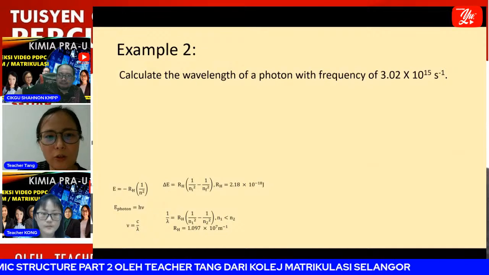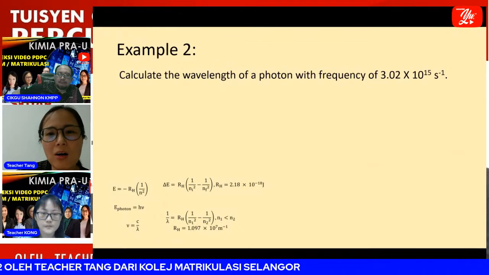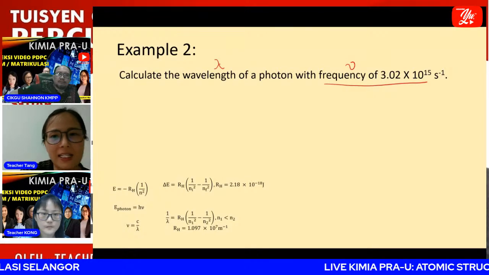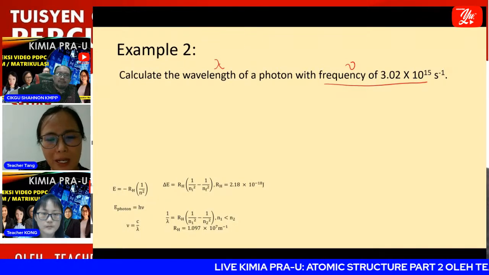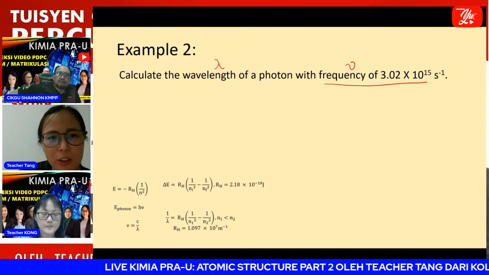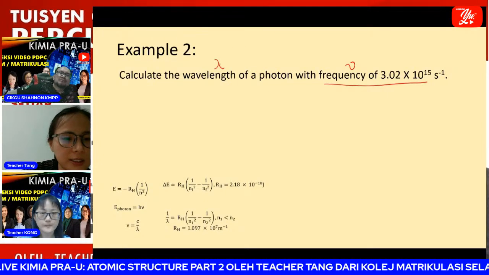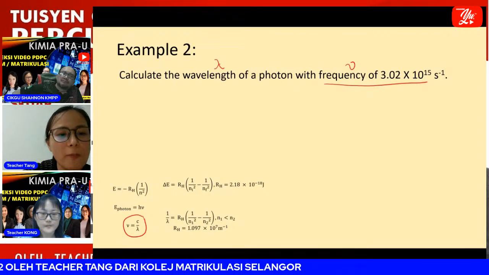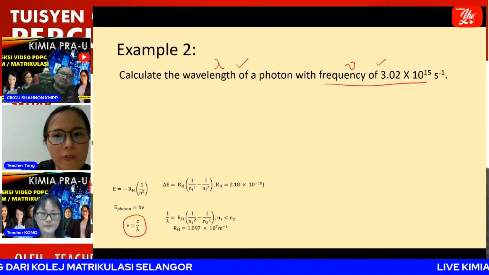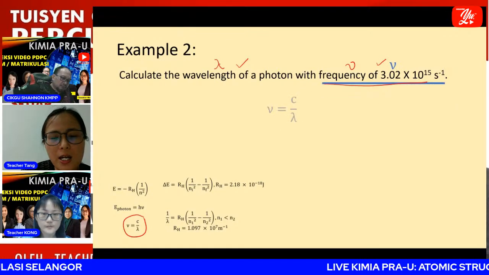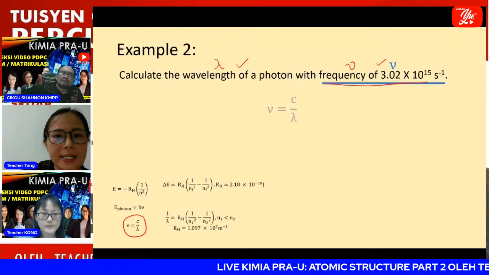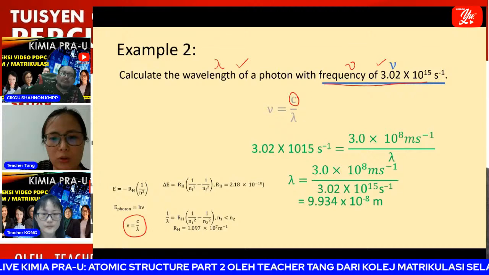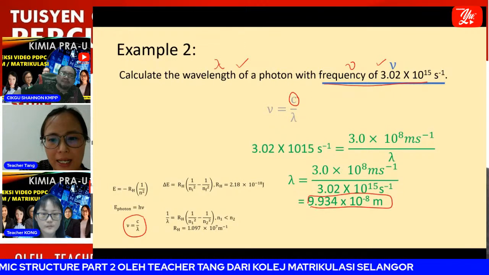We move on to look at the second example. Now you are still given the frequency, but you are asked to find the wavelength. Based on the information that you have, you need to choose a formula. Can you see that? This is the formula you need to use, because this is the formula with frequency and wavelength. C is a constant, the speed of light, so you can just put that in. Then you get the answer.